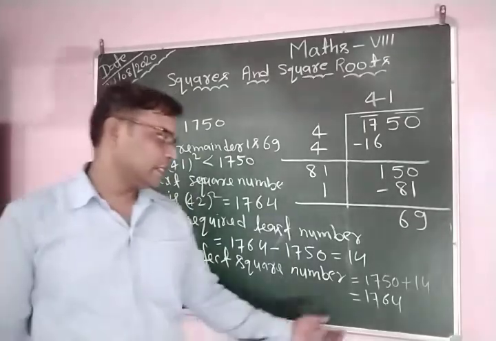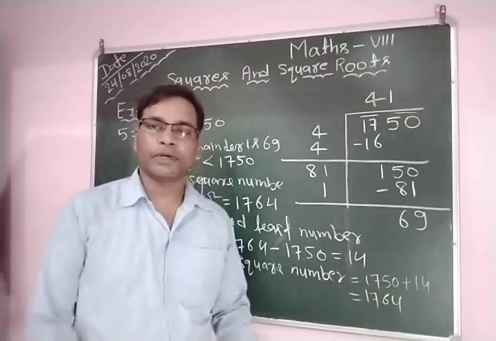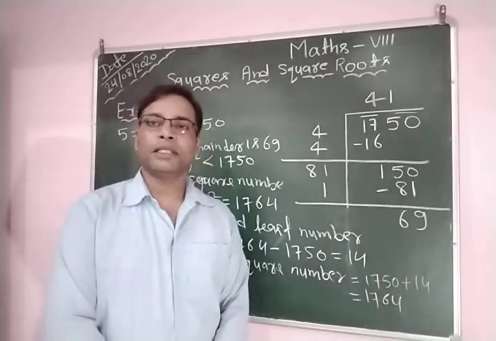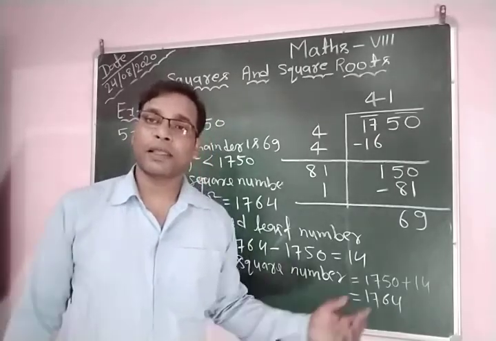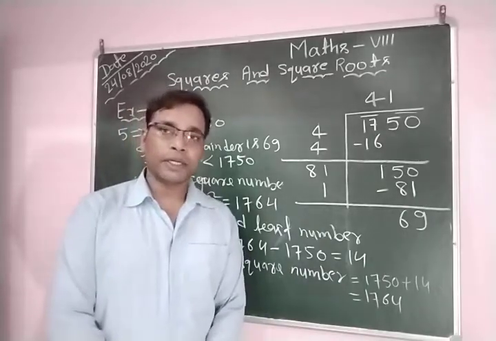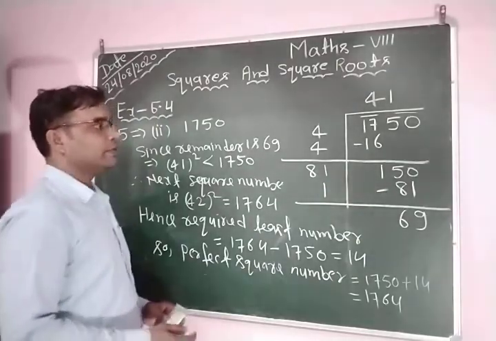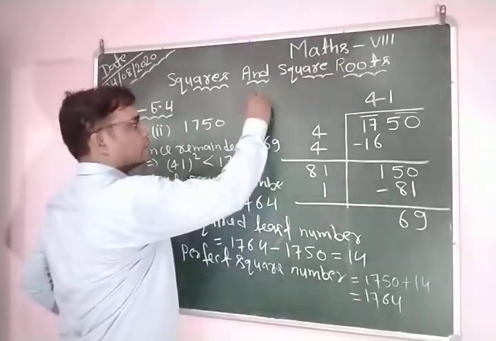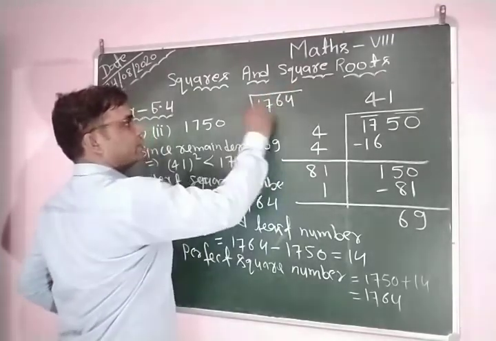So you can see here, you find this number, the least number is 14. If we add 14 to 1750, then we obtain 1764. It is a perfect square number. After this we find the square root of the new number. Okay, so the square root of the new number means the square root of 1764. This is equal to what?